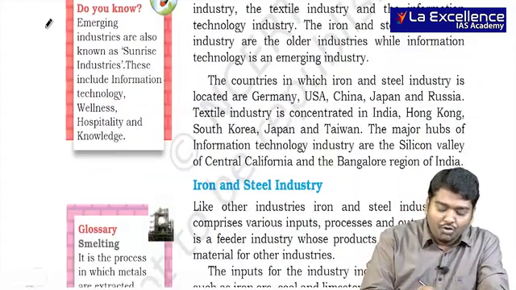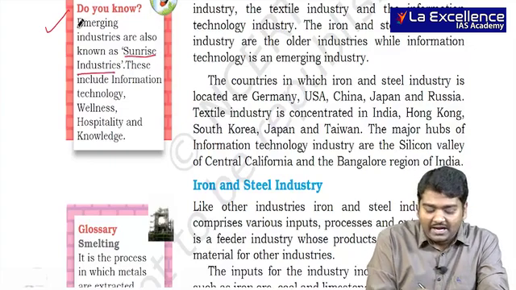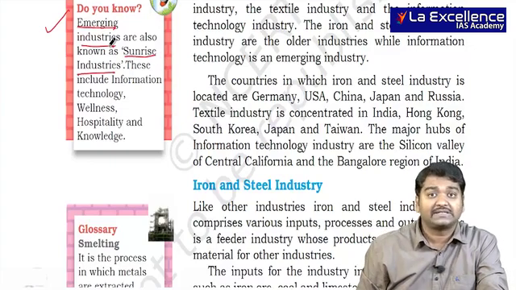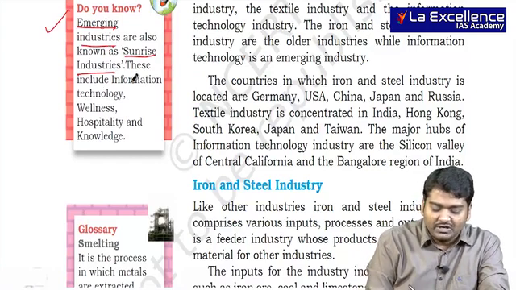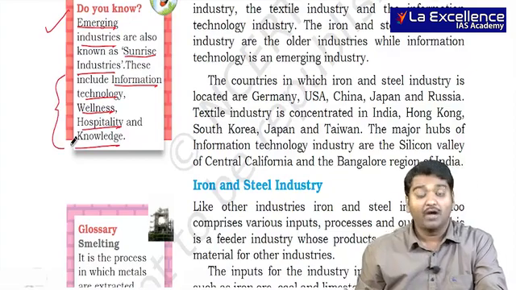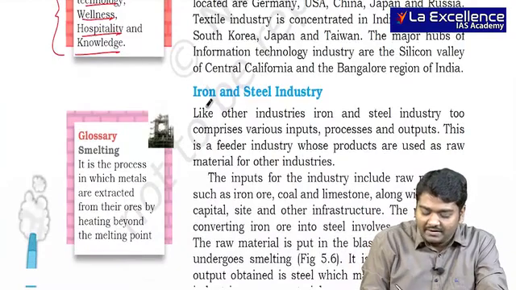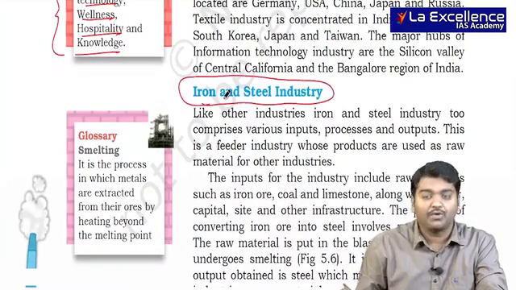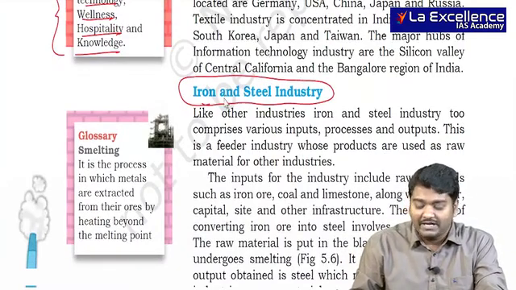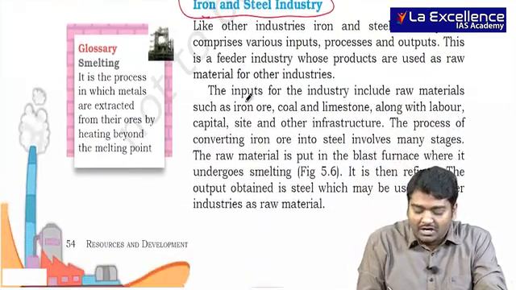Then please observe what are called sunrise industries. Any industry which is emerging is called a sunrise industry. These include information technology, wellness, hospitality and knowledge. Very, very important for you to look at it. Then you have the iron and steel industry. As I told you, it is dependent on raw materials, especially iron and coal. The inputs for the industry include raw materials such as iron ore, coal and limestone.